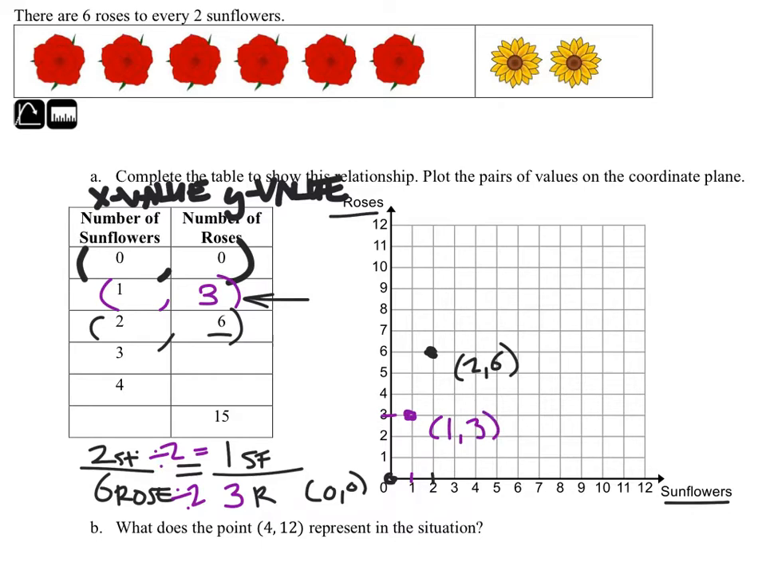Alright, so this next one, we got 3 sunflowers, so we should have 9 roses. So I find 3 sunflowers, 9 roses, bam, that's this point. And then I label it, 3, 9. And then I've got 4 and 12, so 4 sunflowers, 12 roses. That's actually about all we can fit on this graph anyways. But we can still figure this out. If I had 15 roses, I should have 5 sunflowers.